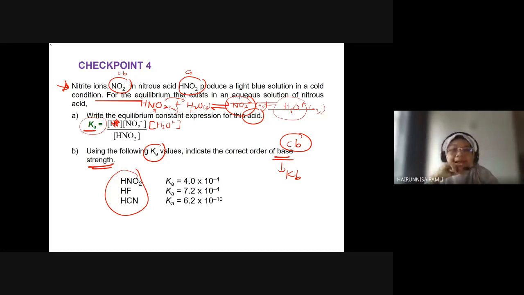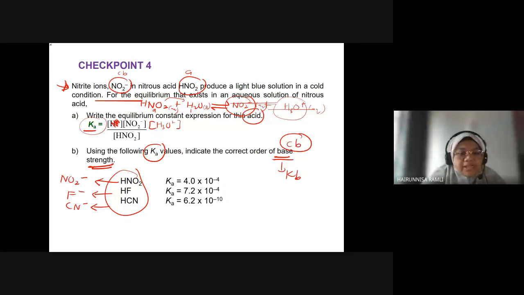If you are already used to it, you can just go straightforward, because it is an inverse relationship. So if Ka is high, Kb is low. Right? Or, like I said, if you are a slow learner and want to understand properly, you should actually write it out first. What is the conjugate base for HNO2? This is NO2 minus. What is the conjugate base for HF? F minus. Conjugate base for HCN? CN minus.